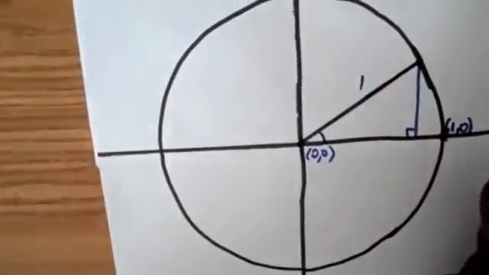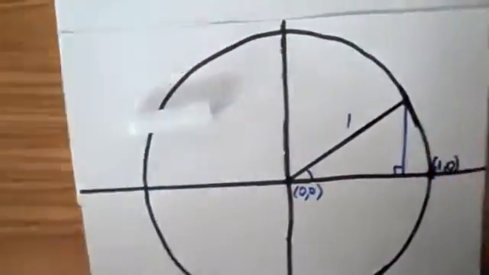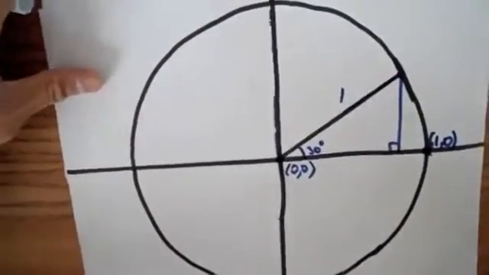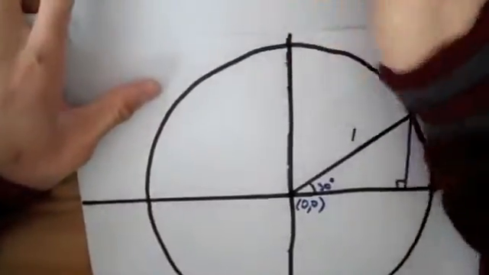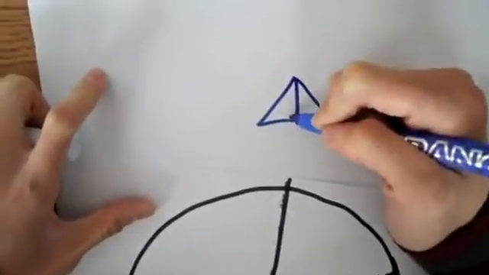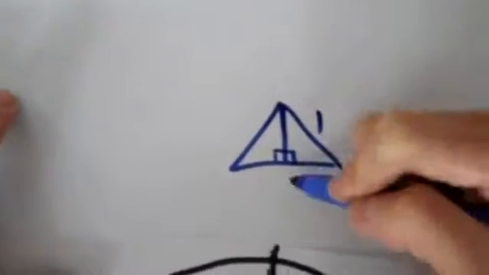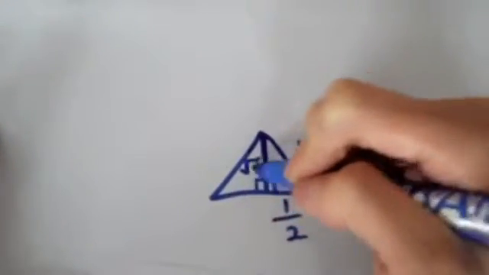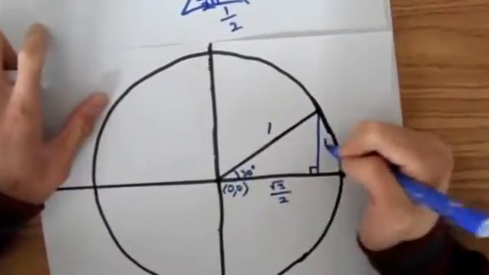This is a 30-degree angle. So let's find out the rest of these sides. So we all know a 30, 60, 90 triangle is half of an equilateral. So when this is 1, this will be 1/2. And this, you multiply by radical 3, and you get radical 3 over 2. So this will be radical 3 over 2, and this is 1/2.